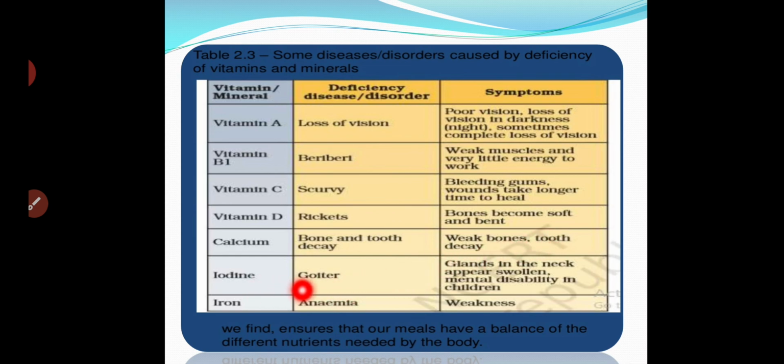We must ensure that our meals have a balance of the different nutrients needed by our body. So again and again we have to repeat that we have to eat all the things, vegetables, fruits, food, nuts, and even dietary food, and we have to drink enough water.